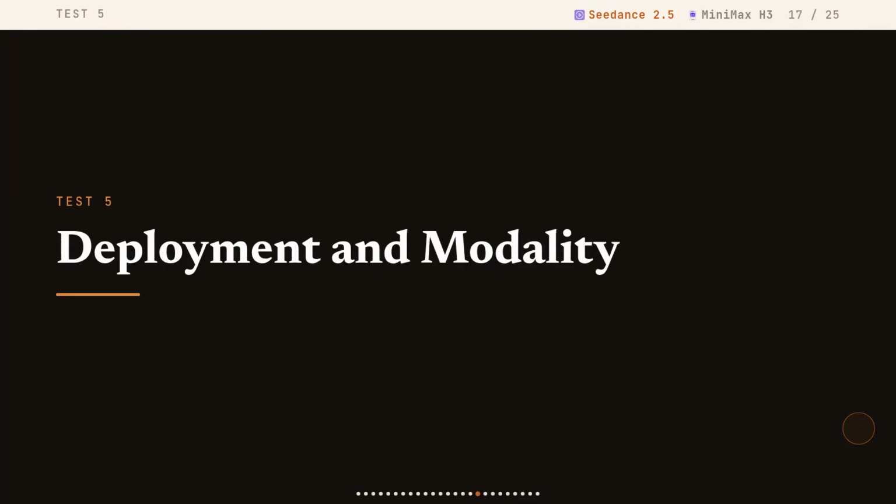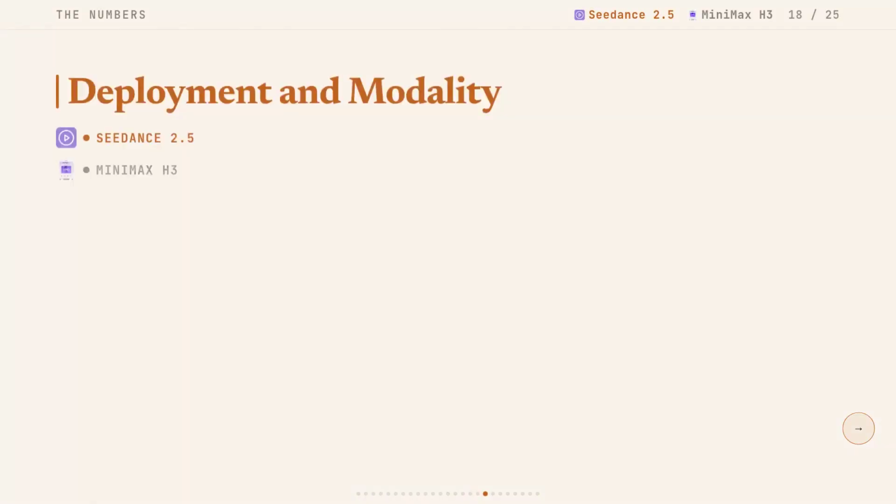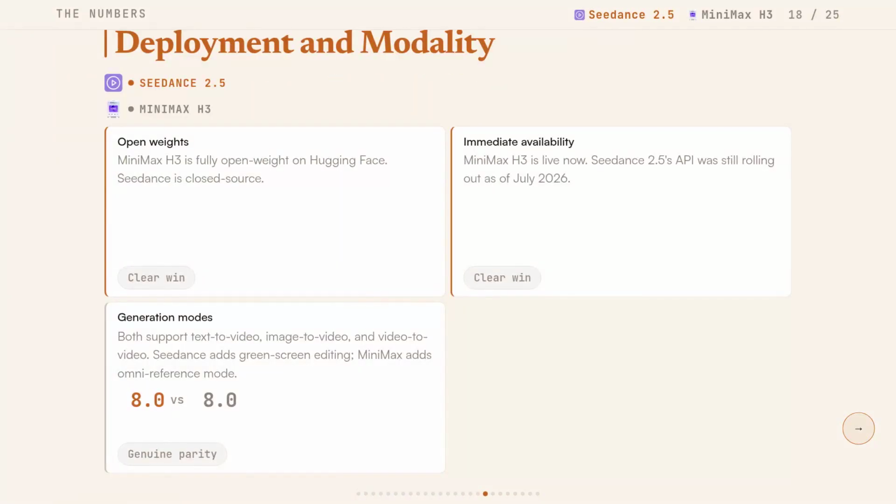You're an indie creator who wants to self-host a video model, avoid censorship on creative projects, and start generating today. And closed source API only means you're renting access and playing by someone else's rules, while open weights mean you own the deployment, a real operational difference between shipping and waiting. MiniMax H3 is fully open weight on Hugging Face right now. Seedance 2.5 is closed source and its API was still rolling out as of July 2026.